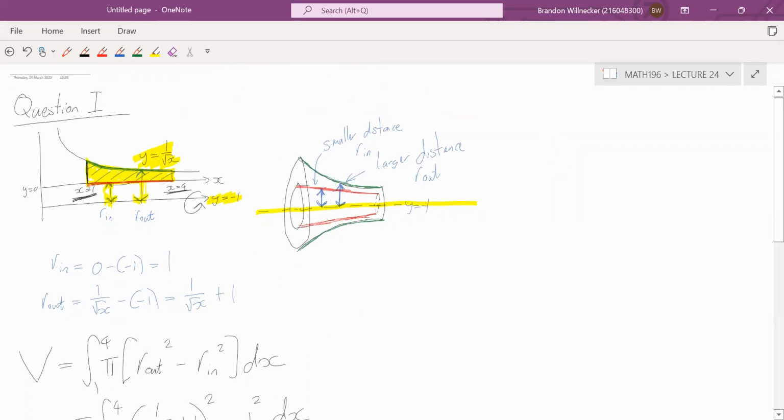Okay, so let's go back to the picture here. Any questions about this example? Okay, let's just check the chat. Okay, no questions there.